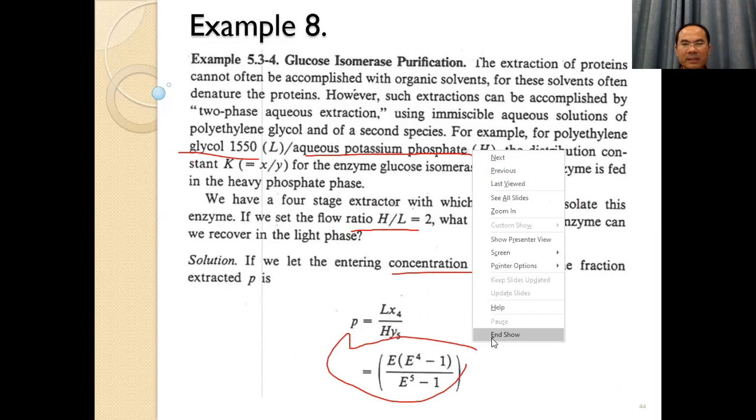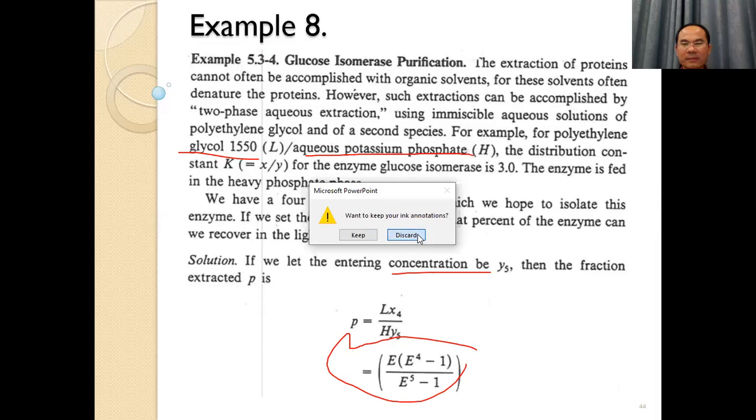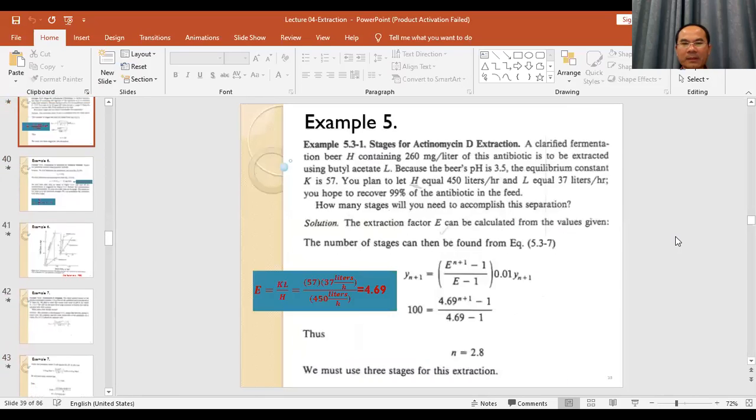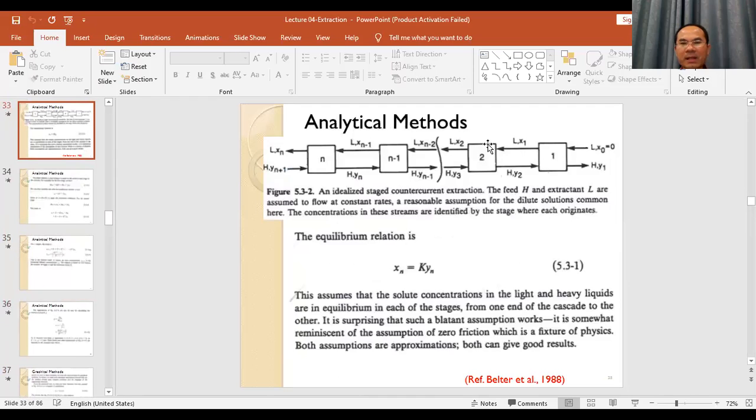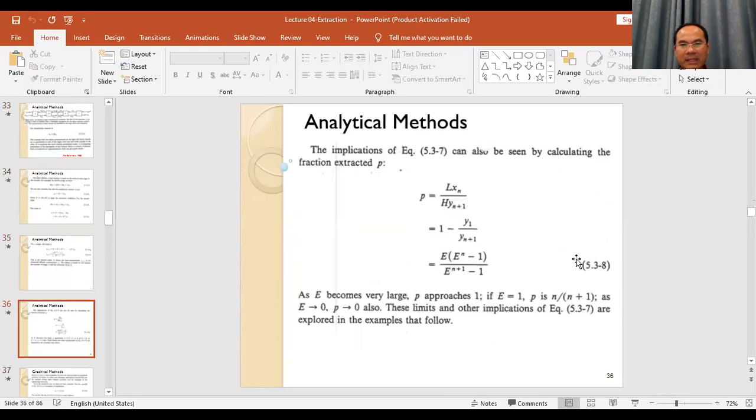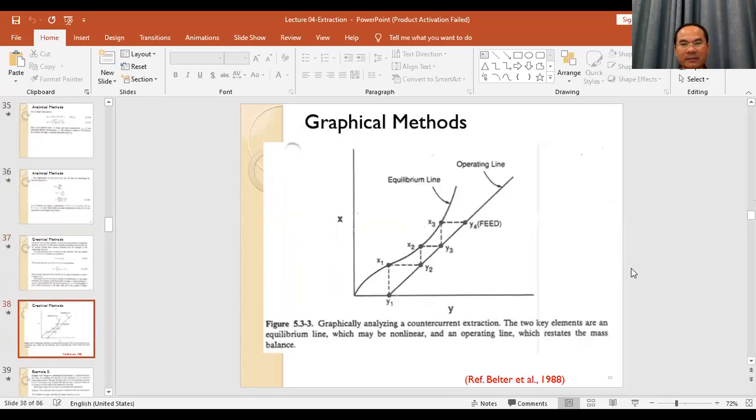And back to our equation. If we have 1, 2, 3, 4, the feed should be y feed. The output is Y1, input is X0, and output is X4, something like this. And the equation for E, that's right, E4, this is E5, something like this.